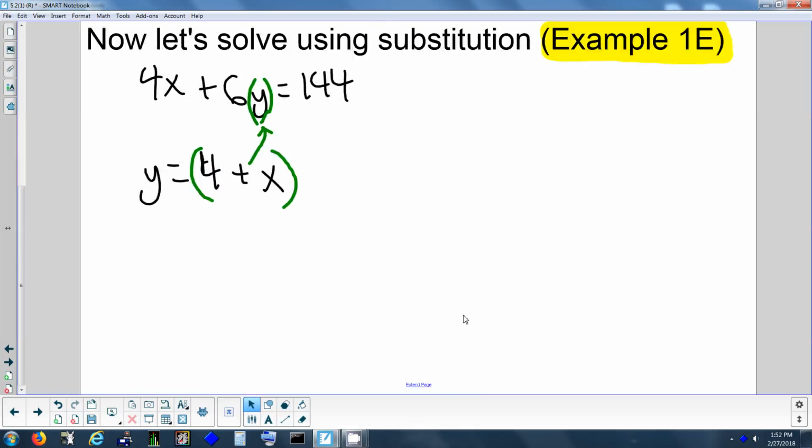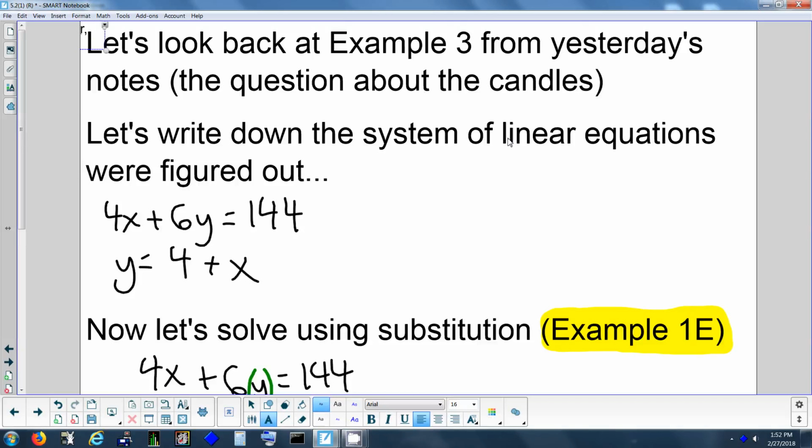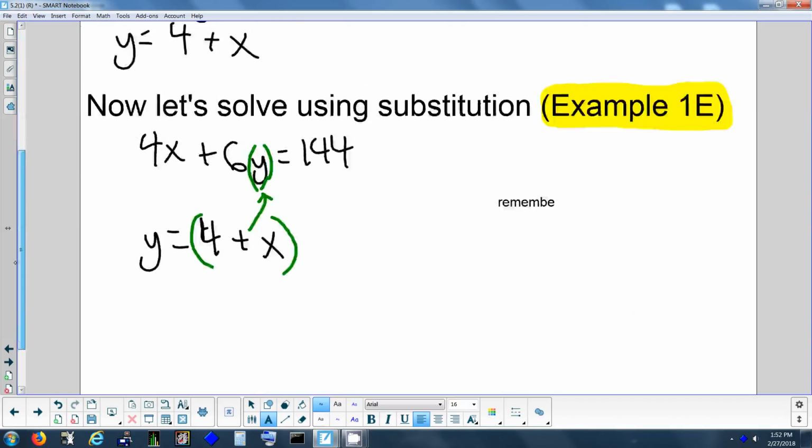I'm tired. So what's the first thing written in equation 1? The top one. What's the first thing written in equation 1? Look right here. What's the first thing written on the board? Here's equation 1. What's the first thing written? 4x, right? I'm going to start with 4x. All right?